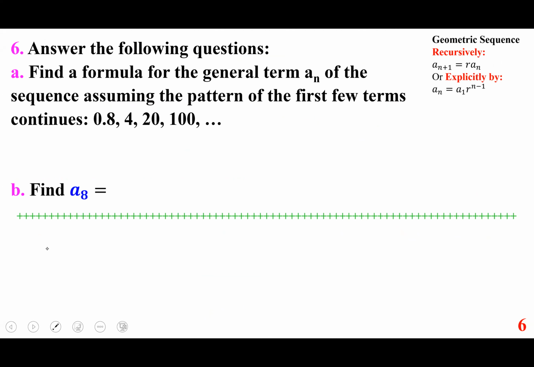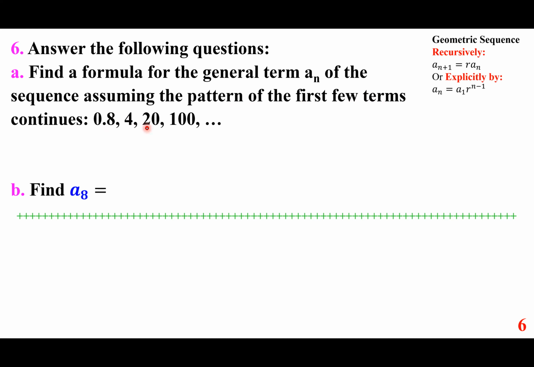All right, let's answer the following questions. Find the formula for the general term a sub n of the sequence, assuming the pattern of the first few terms continues. So if this continues, we want to see what's going on. It's either a geometric or arithmetic sequence. We notice there's a ratio.